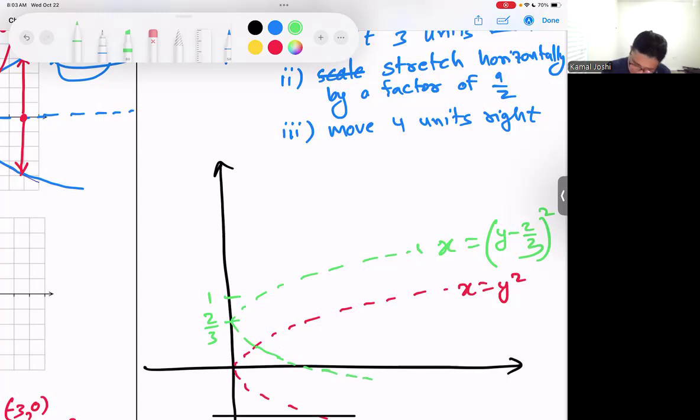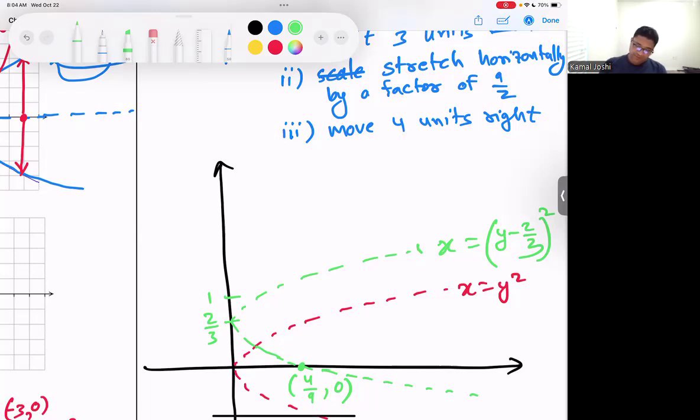Eventually, anyway, it will cross the x-axis. So where does it cross? I was just trying to find the x-intercept. My understanding is it should be at 4/9. Okay, when you plug in 0 for y, that's the easier way of thinking. If you plug in 0 for y, you get 0 minus 2/3 whole squared. That becomes 4/9. Okay, so when x is 4/9, y is 0.